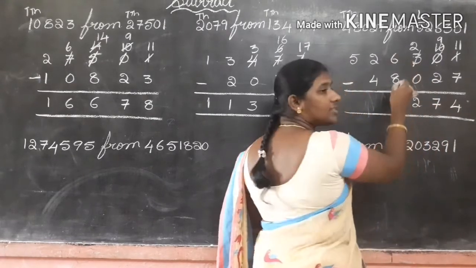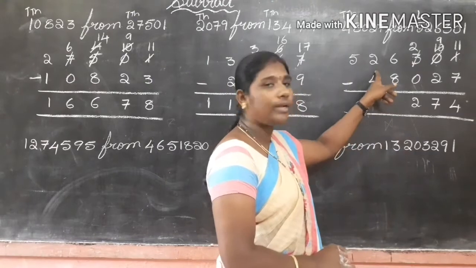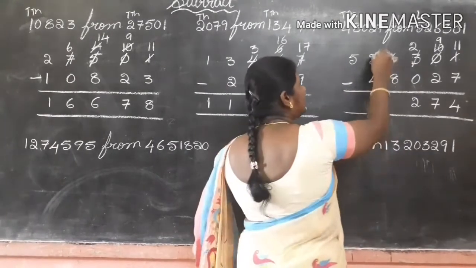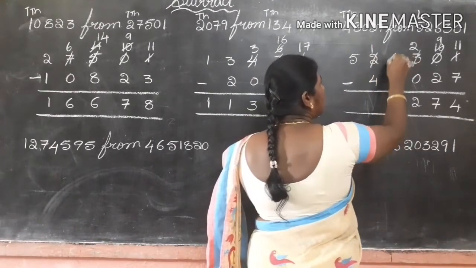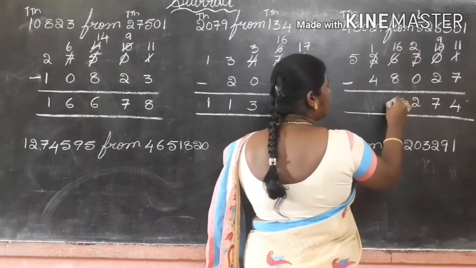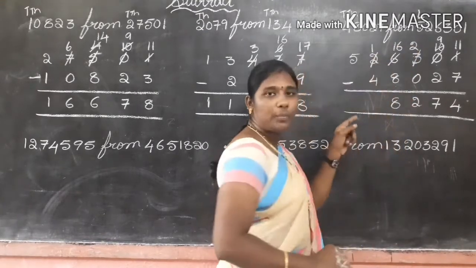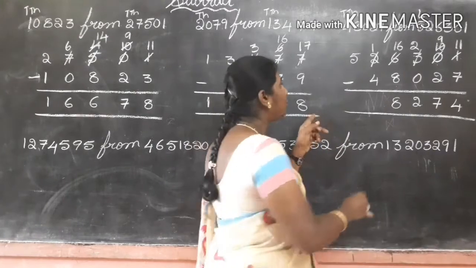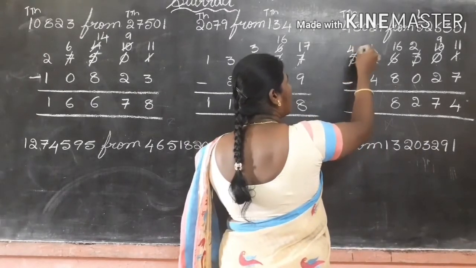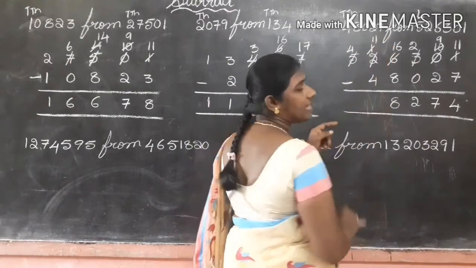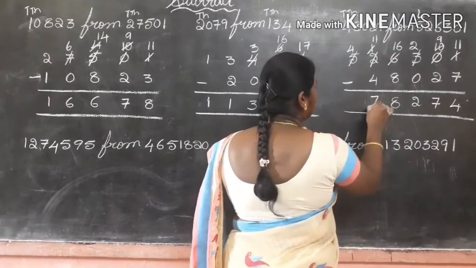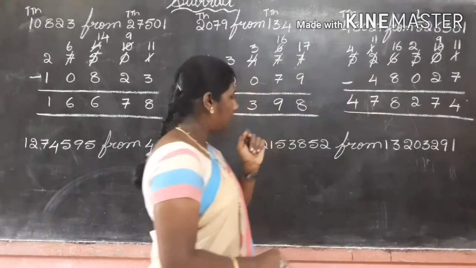6. 6 minus 8 possible? No. So we have to take the borrow. Then here it is 1. This 6 becomes 16. 16 minus 8, 8. 1 minus 4 possible? No. So what we have to do? Take borrow. Here it is 4. This it is 10 plus 1, 11. 11 minus 4, 7. Here it is 4. Next one.